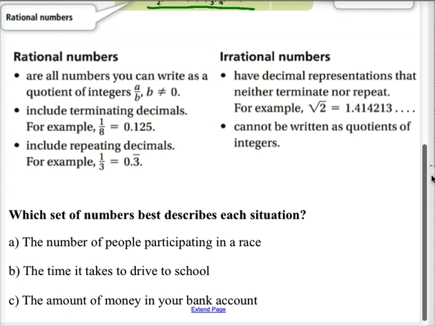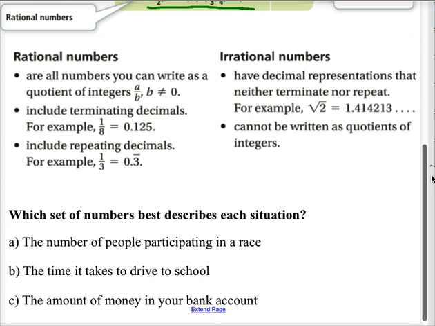Okay, so let's think about this: the number of people participating in a race. We need to decide what category of number, what subset of numbers, that belongs to. Let's think about how many people can participate. Well, you could have no one, an empty race. You could have one, two, three people, and so on and so forth.